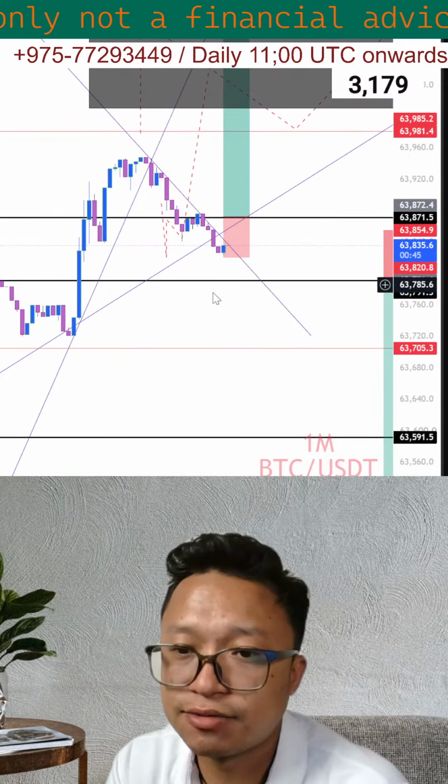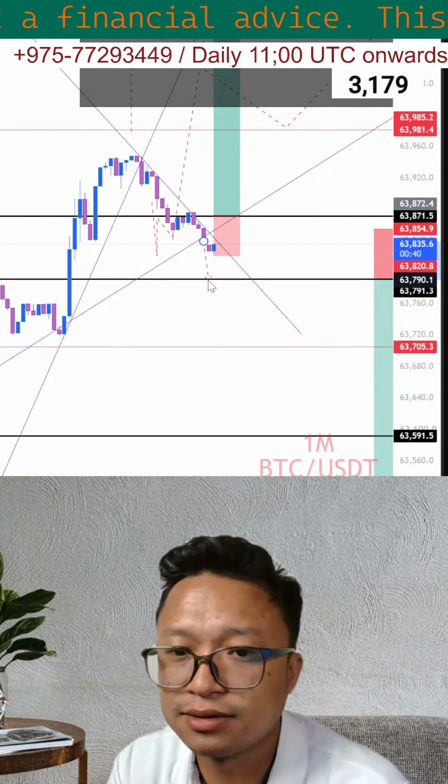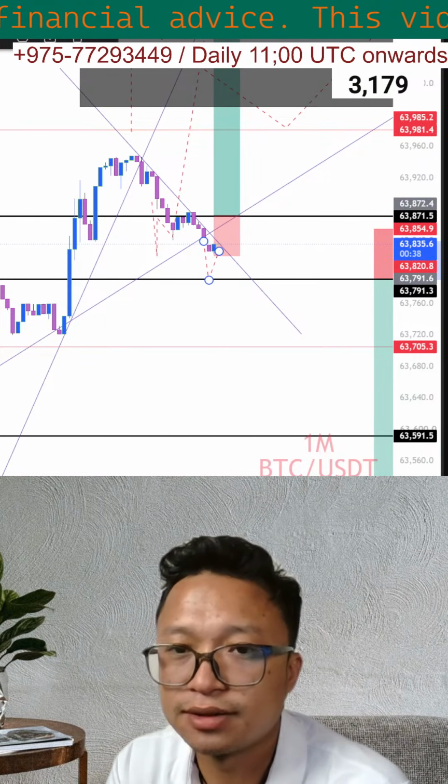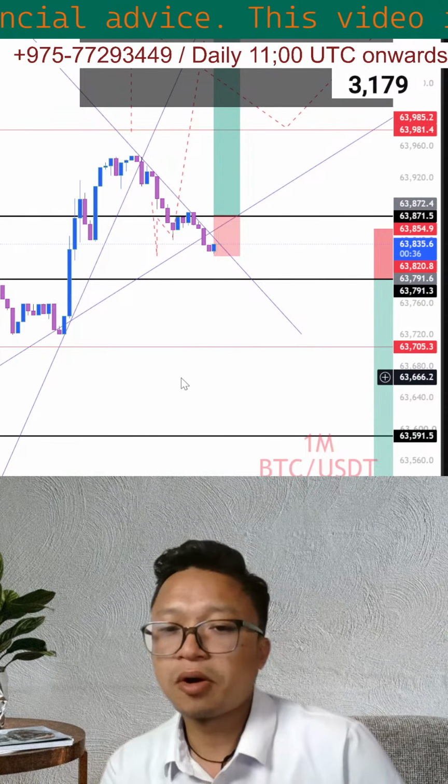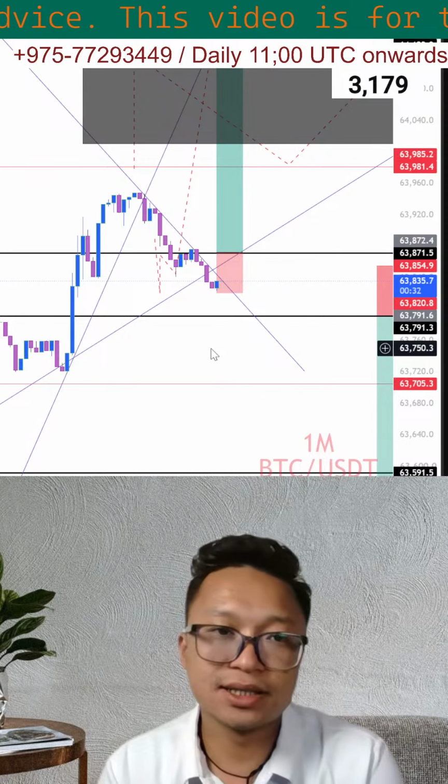Firstly, keep closing it. In case it extends these levels on the downside and breaks below these levels, let's try to cut off the risks early.